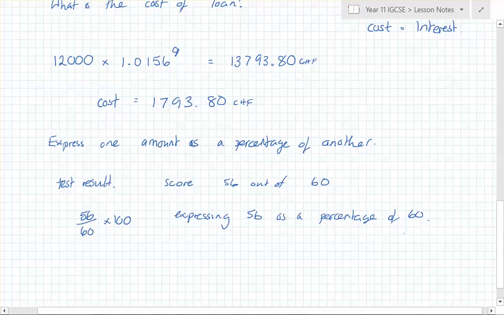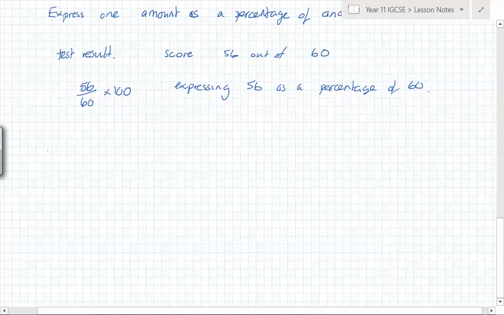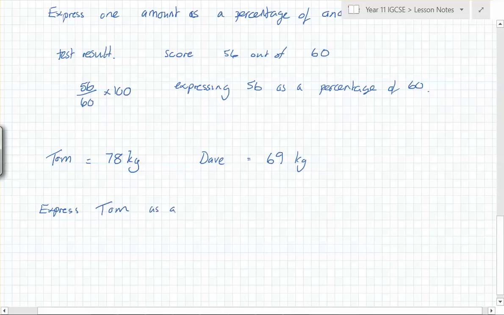Now, it doesn't always need to be that the smaller number is on the top of the fraction, for instance. So, for instance, if I said Tom weighs 78 kilograms, okay. Dave weighs, that's not bad actually, it's lighter than me. Dave weighs 69 kilograms. If I said express Tom as a percentage of Dave, what would you do? 78 over 69 times 100. Yeah, 78 over 69 times 100. Okay.